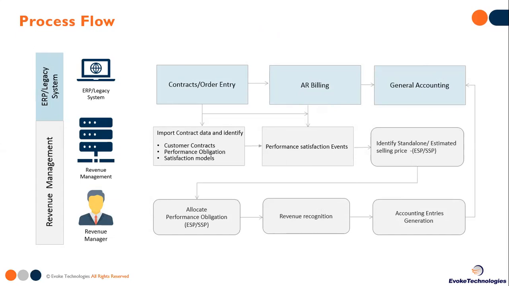And the next is identification of ESP and SSP. Finally, once these three elements are there, meaning we have a contract, we have a performance satisfaction event, and we have an ESP SSP in place, then the next step is the allocation of the transaction price to the performance obligations in proportion to ESP SSP. Once the allocation is complete, the next step is revenue recognition, and finally transferring the entries to GL. So I think this summarizes the process flow of the revenue management module.